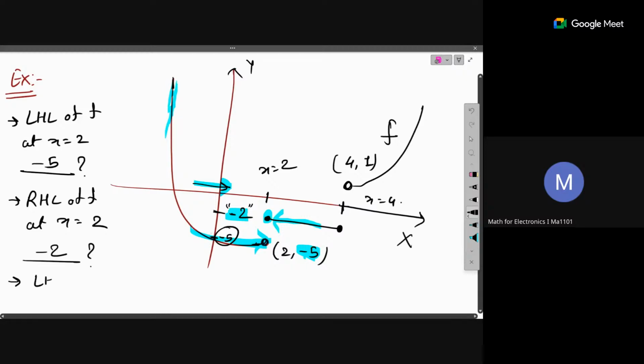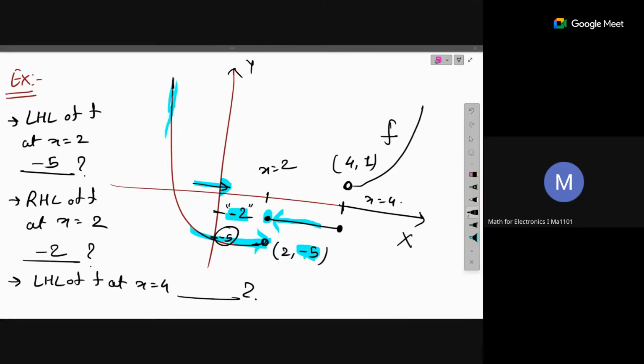And similarly, what will be the left hand limit of function f at x equals 4? Now you guys will answer in the chat box. Don't answer verbally. Answer in the chat box. I have to see how many answers are there. So what will be the left hand limit of f at x equals 4? It's a left hand limit, not right hand limit. Left hand limit at x equals 4.